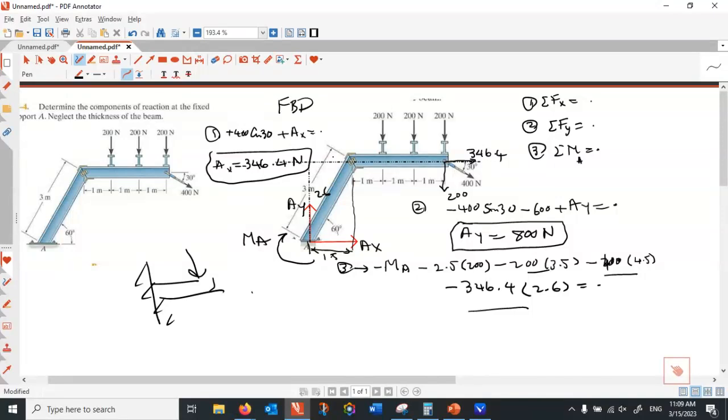We solve the three equations, and then you find MA, the last one. So the MA is about the whole zero. Yes, that gives you MA. The magnitude of MA gives you a negative value, which tells you that the direction you assumed should be reversed.